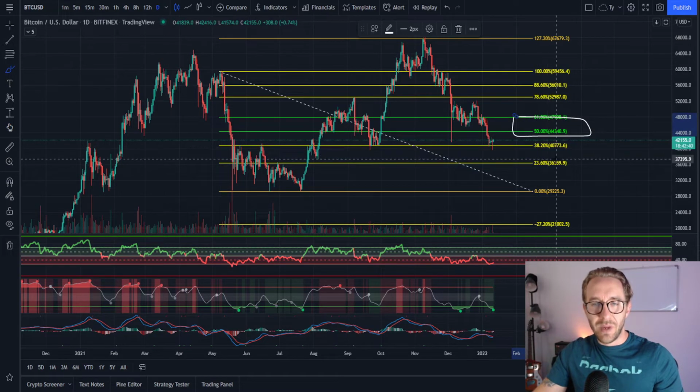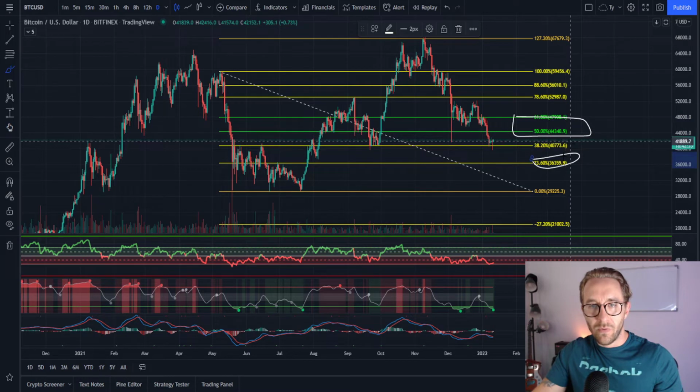Now, what do these levels mean? This just means, let's call these percentages: 23% of the move, 38% of the move, 78% of the move, 127% of the initial move.